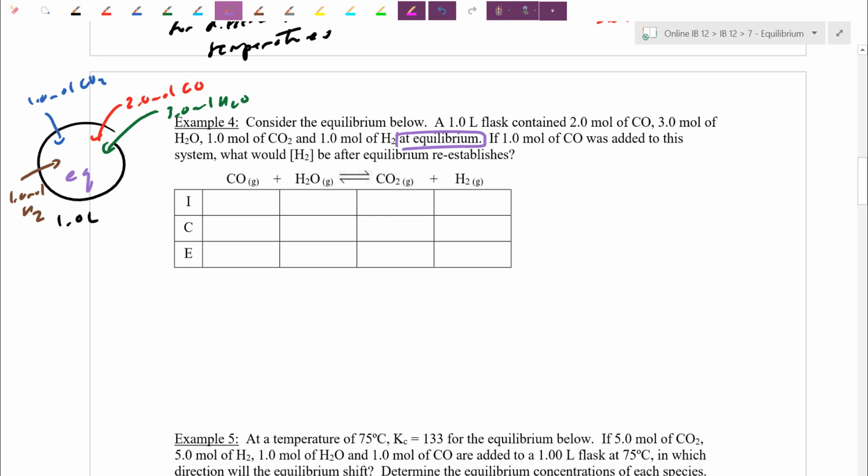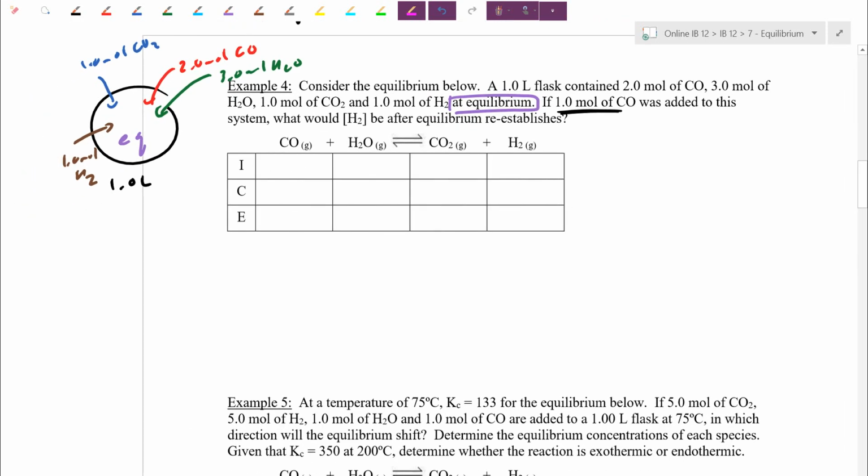And then what I decide to do is I mess everything up. I poke at the system. I then add some extra CO. By adding that extra CO, I upset the equilibrium. That would be my new, sort of, initial line here. What's the new hydrogen after equilibrium is finally reestablished again?